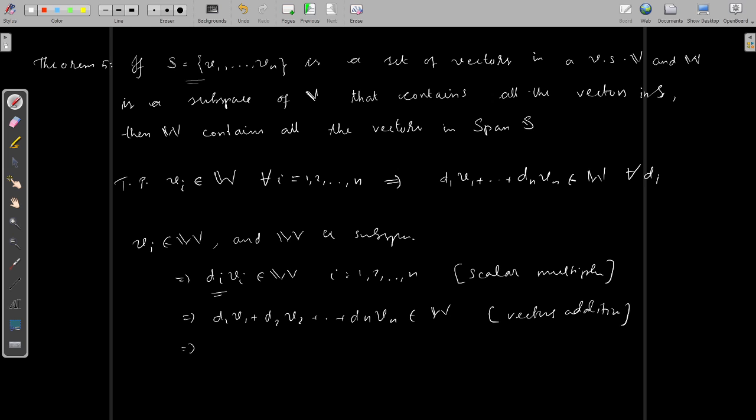So we can say that this implies span S is a subset of W. That is because if you consider any arbitrary element of the span, that takes this form, that is always in W. Therefore, span of S is contained in W. That means W contains all the vectors in the span of S. So this completes this session. In the next lecture we will discuss the other sessions dealing with linear combination. So using this linear combination, we will define a new concept, linear independence in a vector space.